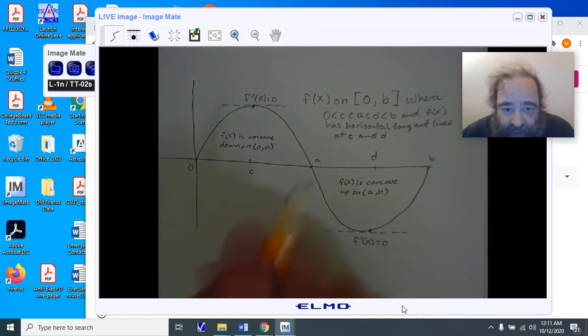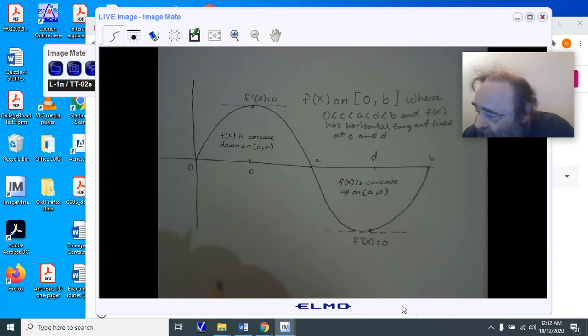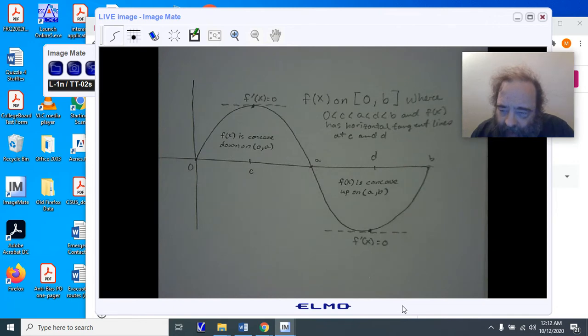And the second derivative test says this: if there is a critical value at c and f of x is concave down at that critical value, then f must have a relative maximum at c. If f of x has a critical value at d and f of x is concave up at d, then f of x must have a relative minimum at d. And this is what logic dictates.